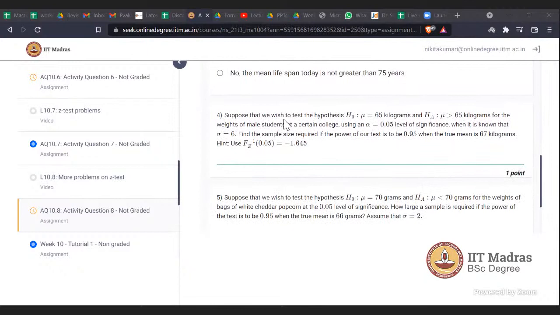So here the null hypothesis is given to be mu equals 65 and your alternative is mu greater than 65. Alpha is given to be 0.05. You have to find the sample size needed if the power of your test is 0.95 when the true mean is 67 kg. So what is alpha? Alpha is the probability of rejecting H naught when H naught is true. So what is your test here?